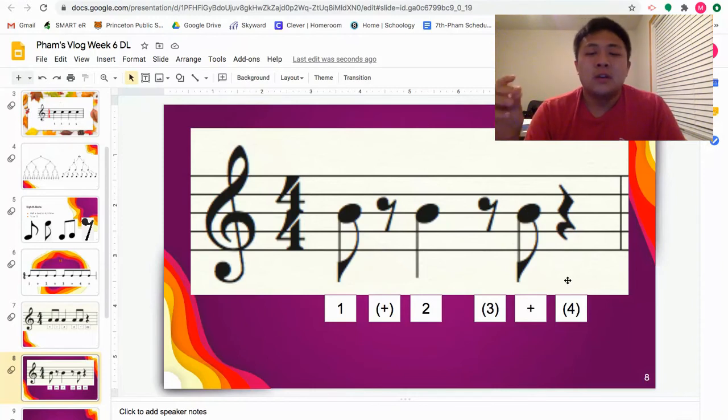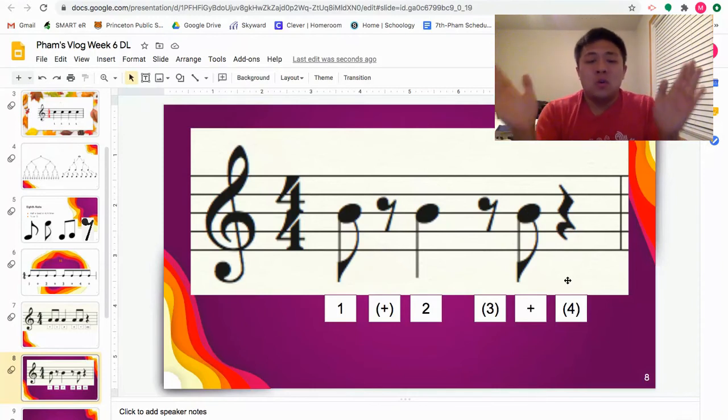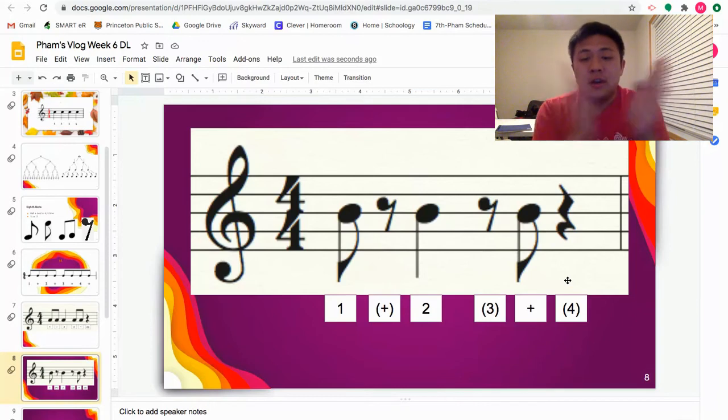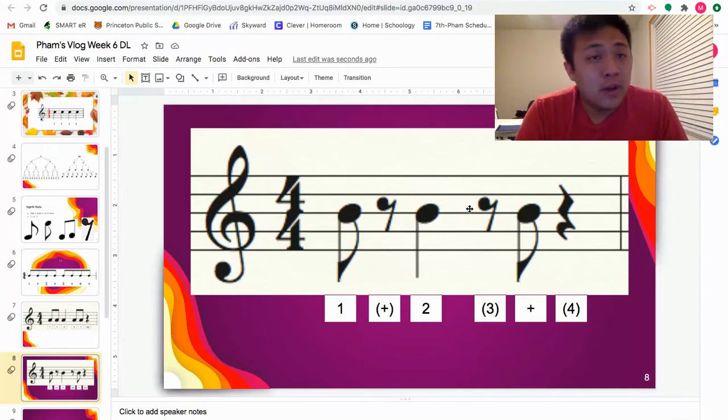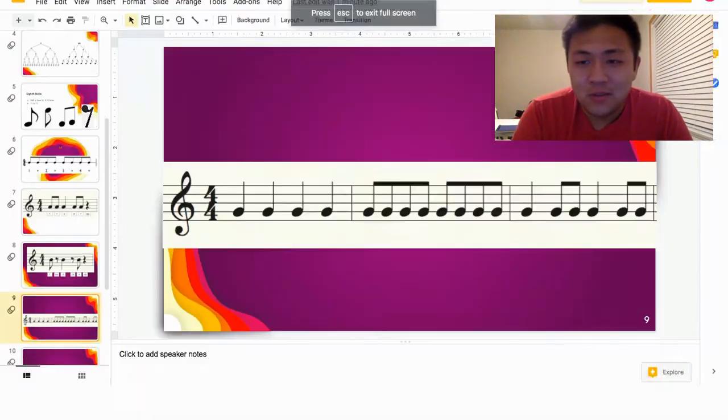Try it again. 1, 2, ready, and go. 1 and 2 and 3 and 4. Try it again. 1 and 2 and ready, and go. 1 and 2, 3 and 4. Now, if you're saying 1 and 2 and 3 and 4 and splitting that up evenly, you just have to wait, and it's right after 3. You're going 1 and 2 and 3 and 4, and clap right on the end of 3. That's the tricky part. Let's do a couple more practice rhythms together.